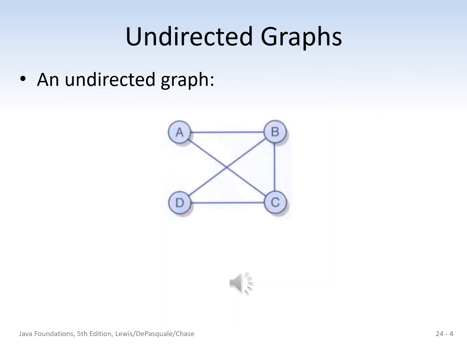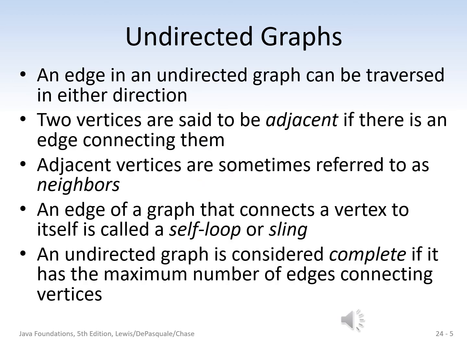Here's a graphic depiction of an undirected graph with vertices A, B, C, D, and the edges that connect those vertices. We'll list them out. You've got edges AB, AC, BD, BC, BD. Some more terminology. An edge in an undirected graph can be traversed in either direction. And two vertices are said to be adjacent if they have an edge connecting them.